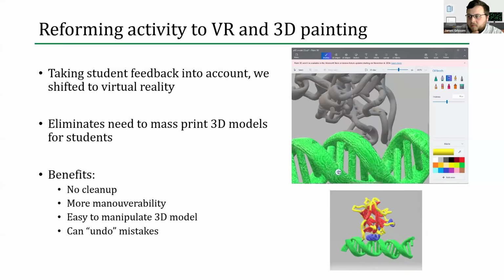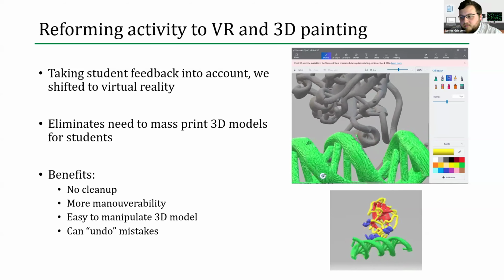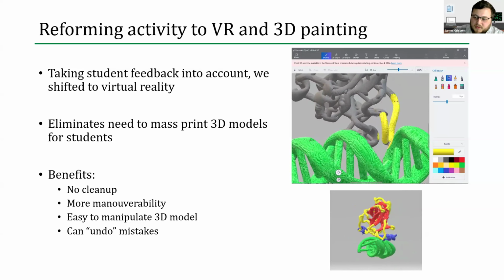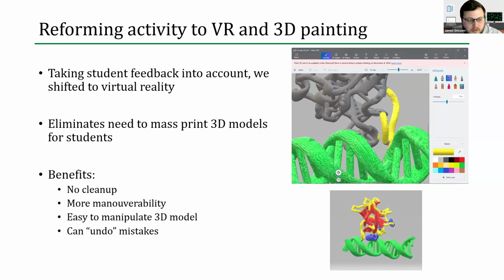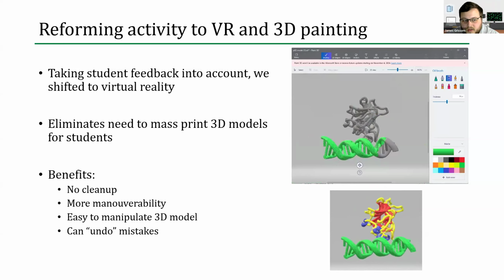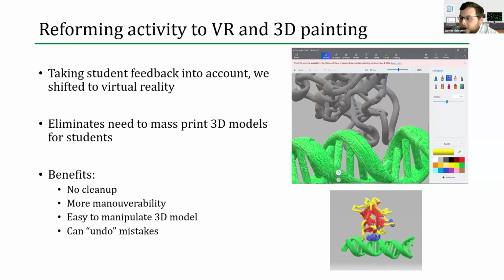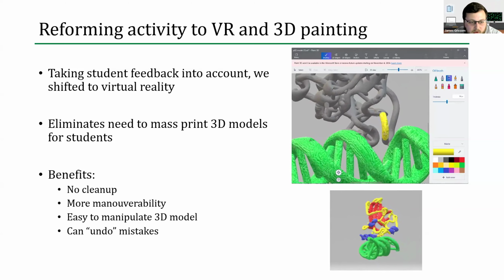And so taking the model that we used to print the actual physical version of P53, we were able to import that file into Paint 3D and allow students to do this virtually. So this is good for our side of things because we no longer have to mass print 3D models. Just to give you an idea, to print 4 of these models at once, it takes about 7 or 8 hours. And you can imagine if you have a classroom of 24 students, you have to prepare weeks in advance to get all of these models ready for student use.